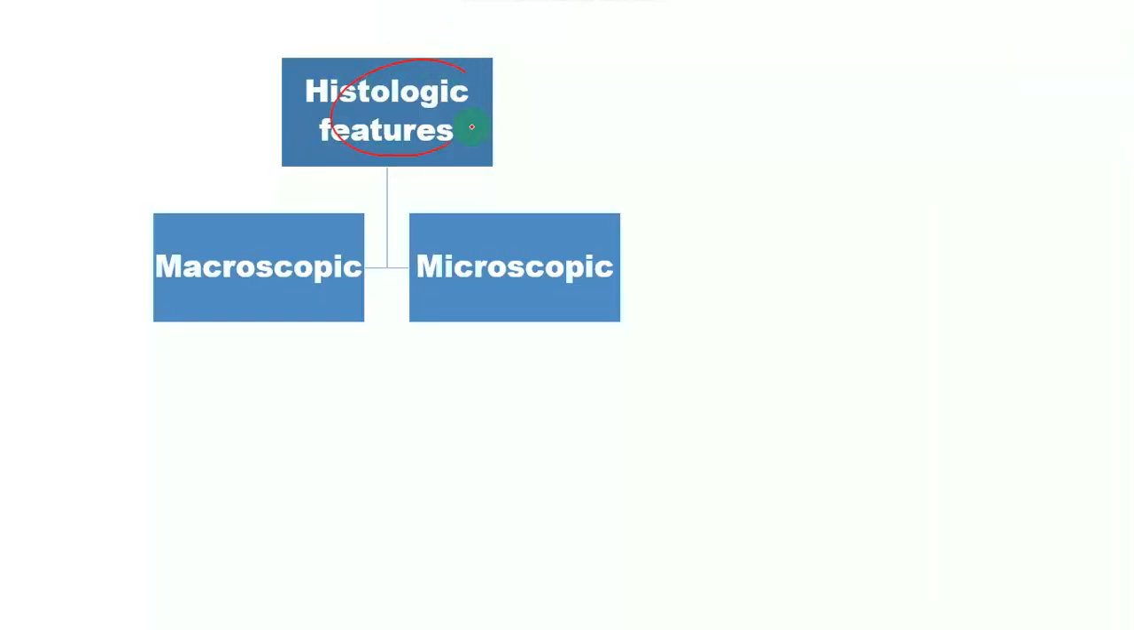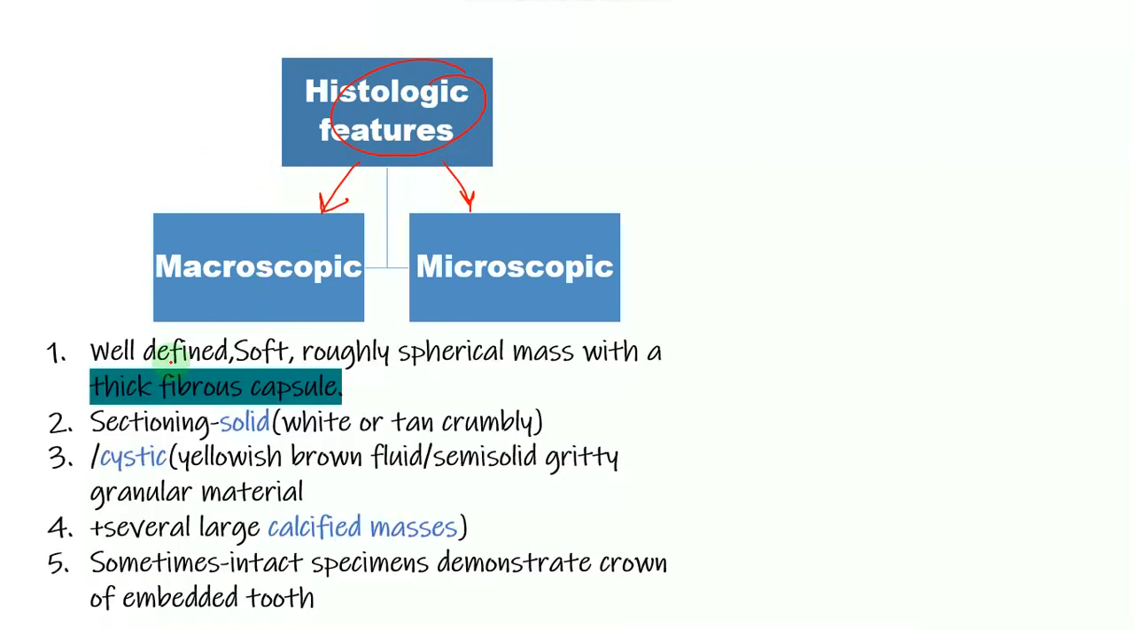In its histological features, let's first look at the macroscopic features and then the microscopic features. So macroscopically, again, it is a non-invasive benign tumor. It appears as a well-defined, almost spherical or round mass with a thick, complete fibrous capsule. When you section it, it will appear either solid or cystic. There might be several large calcified masses within it, and sometimes you might see a whole crown of a tooth embedded in it, right? So this is how it appears macroscopically.